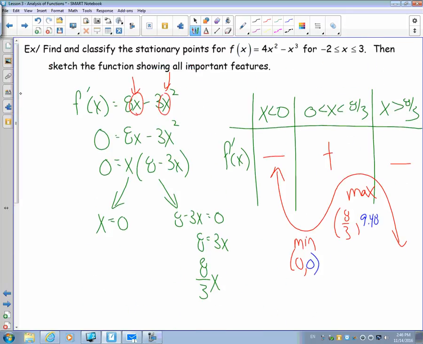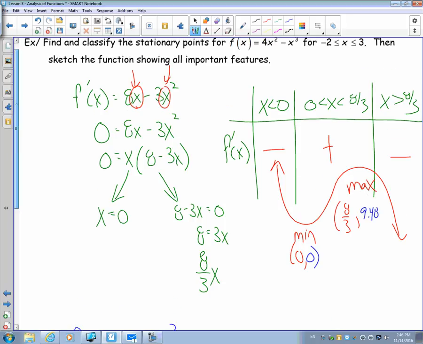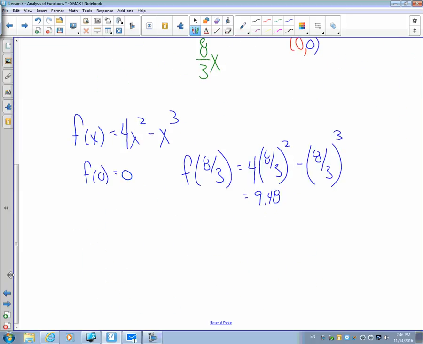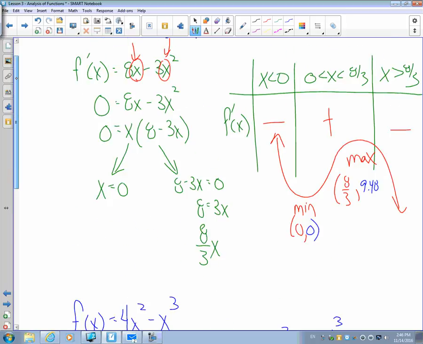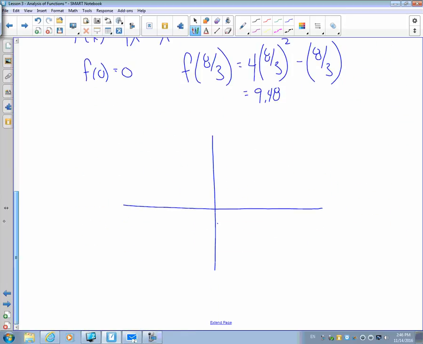Okay, what's it say? Sketch the function showing all important features. So this extends what we did last unit when we talked about sketching things. Whenever I'm sketching, I need to follow the scale that we're given. So we were told between -2 and +3. So 1, 2, 1, 2, 3. What have we found out? We know there's a point at 0, 0. We know there's a point at 8/3, which is like 2 2/3, and 9.48.